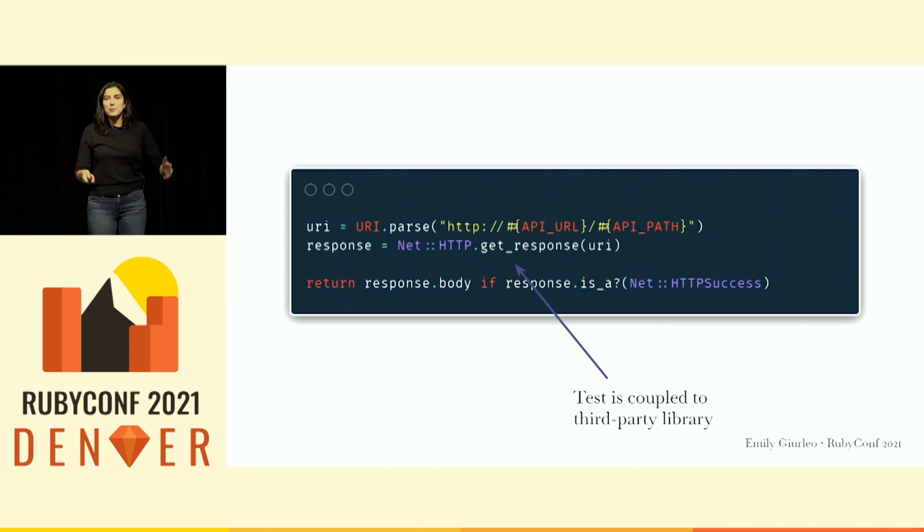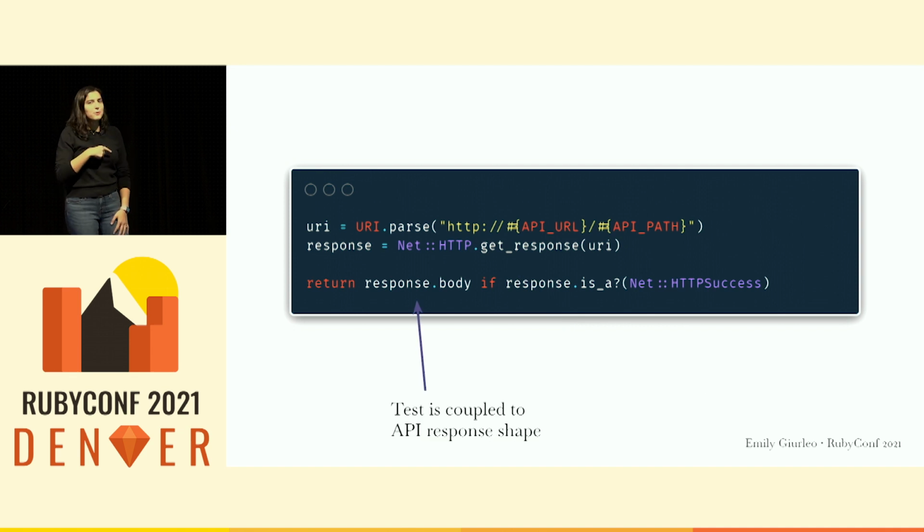First, if we mock the net HTTP library, our test has to know the exact implementation of this third-party method. It has to know what arguments it takes and what kind of objects it returns, which seems like a lot of work for us in just setting up our tests. Also, doing this would couple the test to the exact response shape that we get back from the API. If the API provider, aka me, ever wants to change that response shape, then we have to change all of our tests as well.